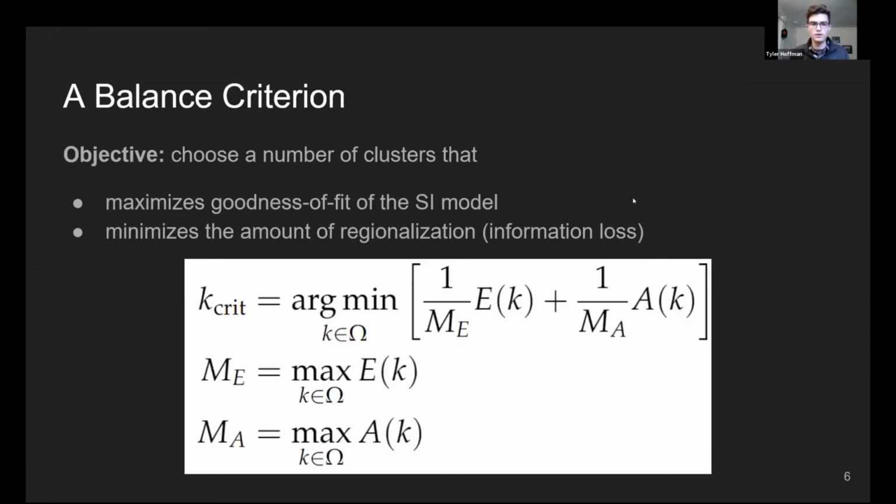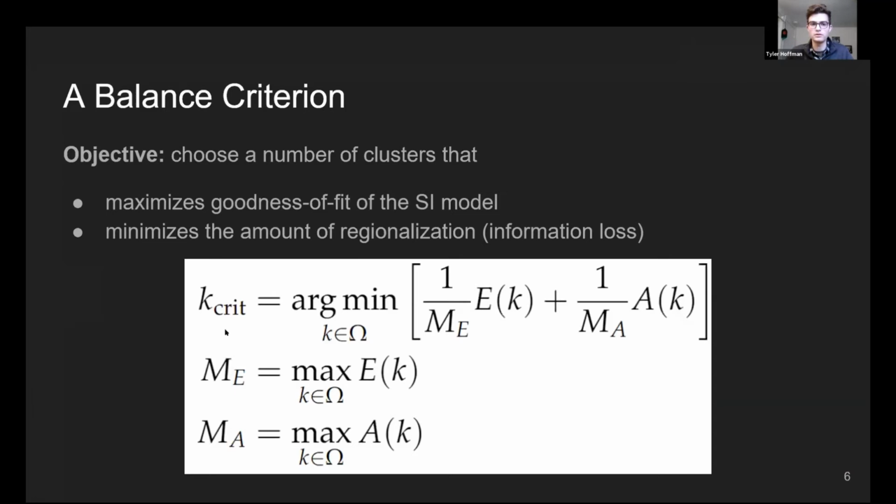So the real brunt of my presentation is this. Our objective is to choose a number of clusters that maximizes the goodness of fit for whatever spatial model you're using. Here we used a spatial interaction model for human movement between origins and destinations. We want to simultaneously minimize the amount of regionalization that we're performing, because more regionalization means more information is lost. We want to preserve as much of the data quality as we had from whatever high-resolution data we started with. So to that end, we devised k-crit.